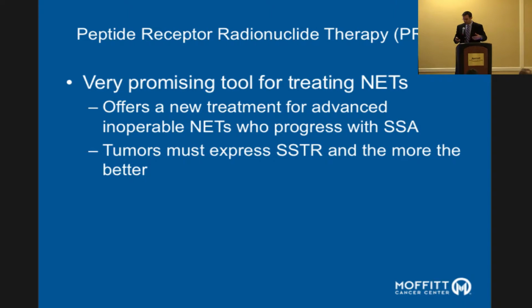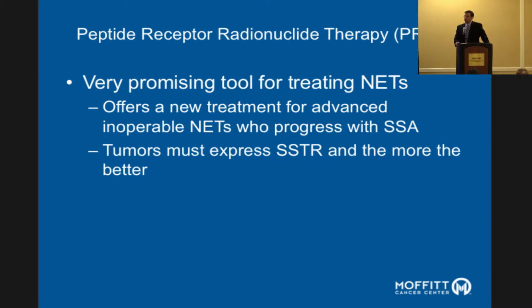And one thing to keep in mind with all these things I've talked about is that for a somatostatin analog to work, for you to be able to image the tumor with an Octreoscan, and for you to be able to kill the tumor with PRRT, it has to express those somatostatin receptors on its cell surface, and not all neuroendocrine tumors do that.